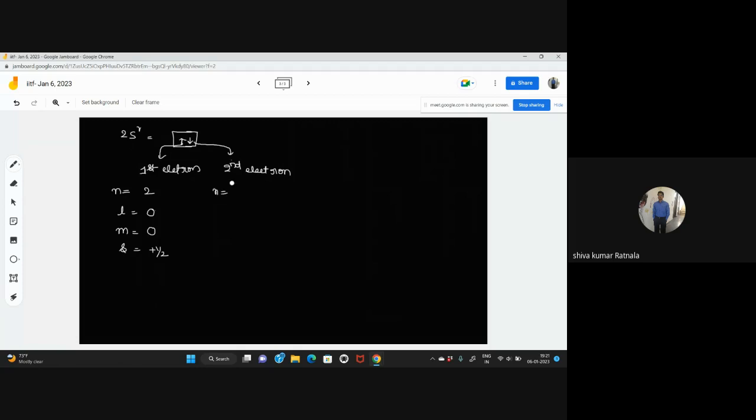And for the second electron, the n value is 2. The l value is the same as it is an s orbital, so it is 0. The m value is also 0, since l equals 0. And the s value will be minus half. Now see, for the two electrons, n value is the same, l value is the same, m value is the same, but we got a difference in the s value.